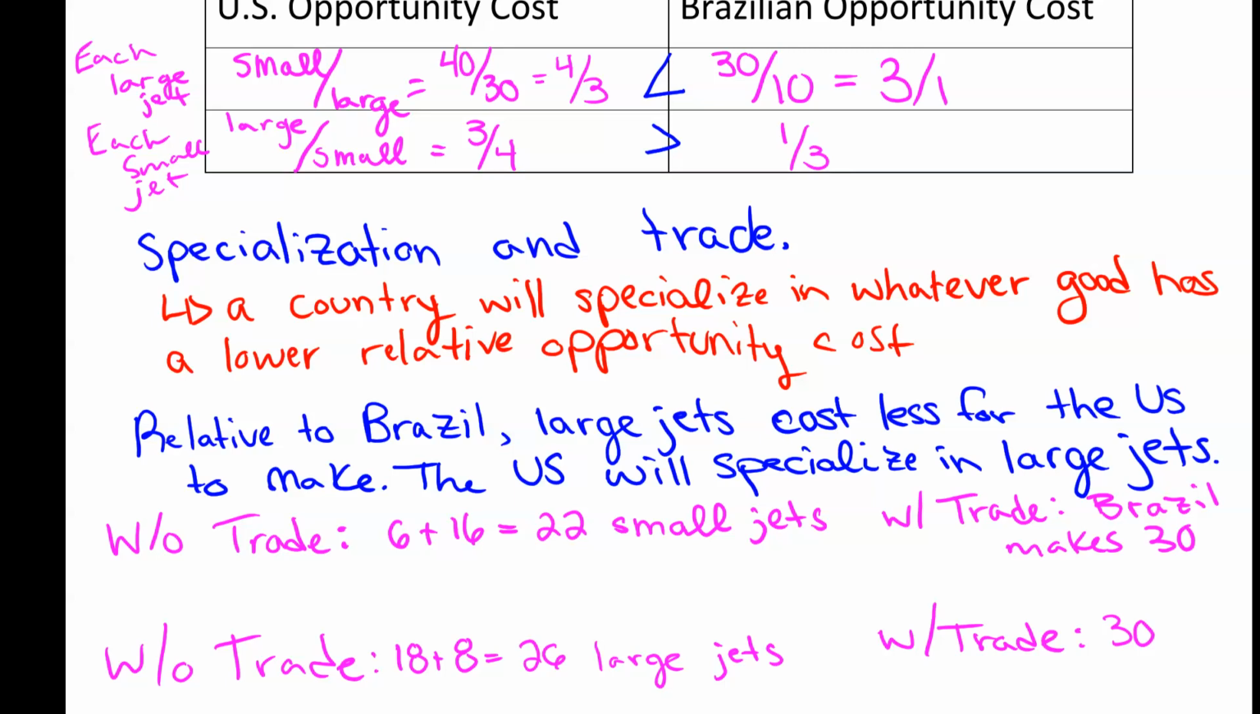All right, and without trade, we can make fewer than with trade, because when we specialize, we're making more of what we're good at making and trading for what we're relatively less good at making.